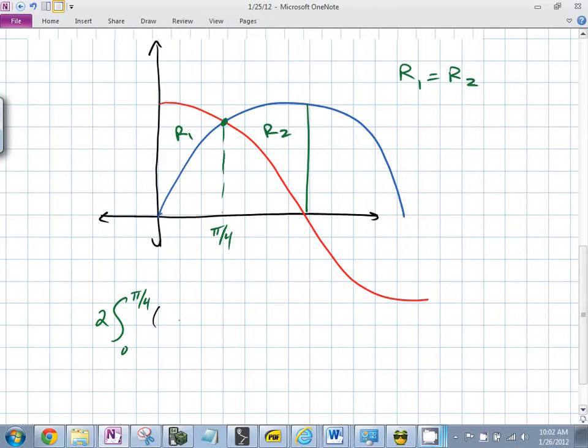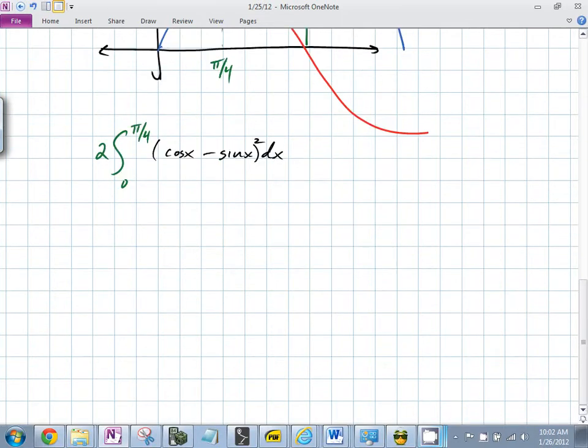So what's the upper function? The red one is cosine x, and then it's minus sine x dx, right? And it's squared. Can you do this one by hand? Yeah, you absolutely can. Let's do it by hand and then verify it with a calculator. At this point, you could just plug it into your calculator and be done.